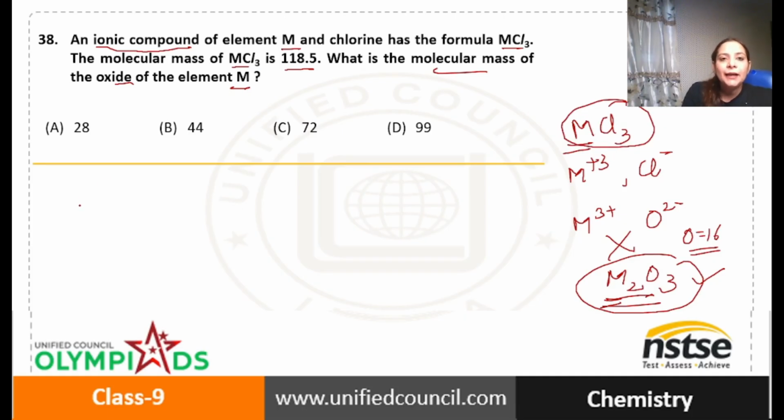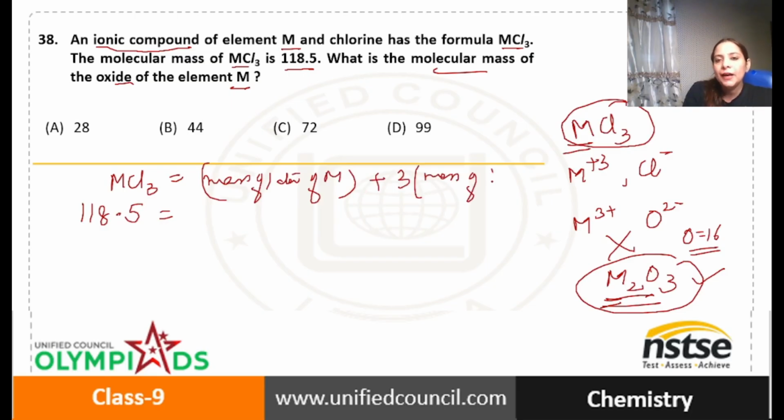So, here it is given that the molecular mass of MCl3 is 118.5. And we know that the way of calculating the molecular mass of MCl3 is the mass of one atom of M plus 3 into the mass of one atom of chlorine. This is how we find it. So here it is already given, and this we need to find. And for chlorine, we use 35.5. So if you solve for it, X will come out to be 12.